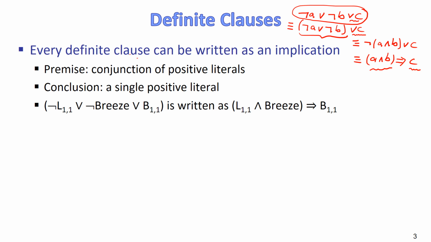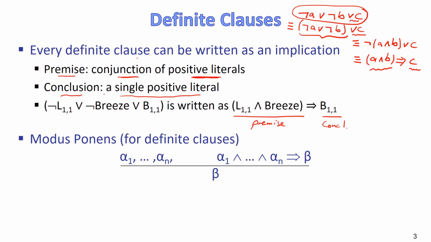So every definite clause can be written as an implication, where the premise is the conjunction of the negations of the negative literals that we have in the definite clause, and the conclusion will be the single positive literal. Okay, so not L11 or not breeze or B11 is written as L11 and breeze implies B11. So that's the premise, and that's the conclusion. So this is a general rule that every definite clause can be written as an implication.